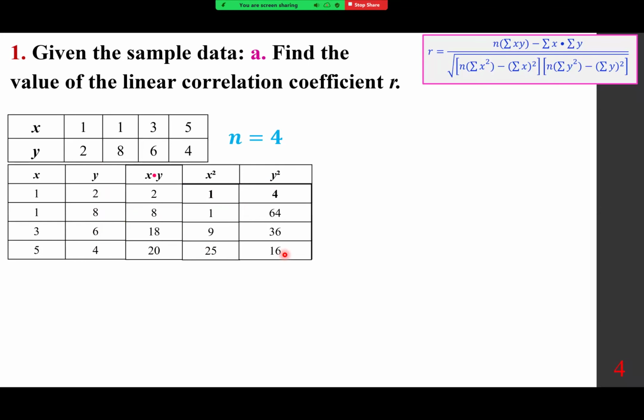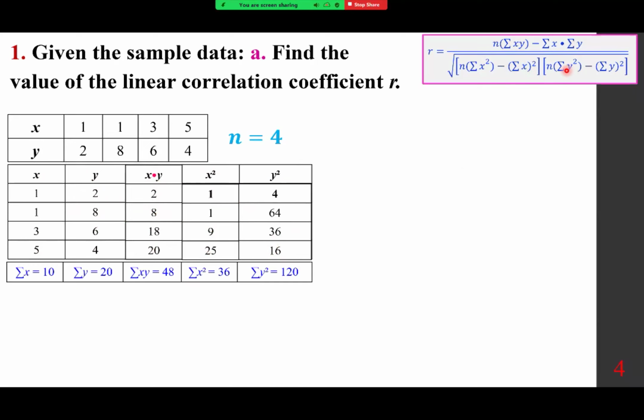Now, as far as the summation sign, each column must be added up. So we're going to add those numbers. It becomes summation of x. This column summation of y. This column summation of xy. This column summation of x squared. And this column summation of y squared, this one. So we add them.